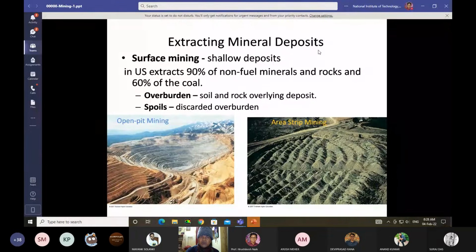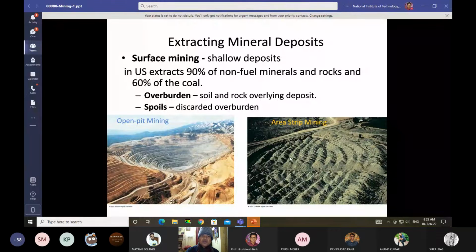So whenever you go for surface mining, you will come across overburden rock material, which is nothing but soil and rock overlying the deposit. And this discarded overburden is called your spoil material. This is the layout of a mine from where the overburden material is removed and dumped in the spoil dump area. This is the spoil dump area.